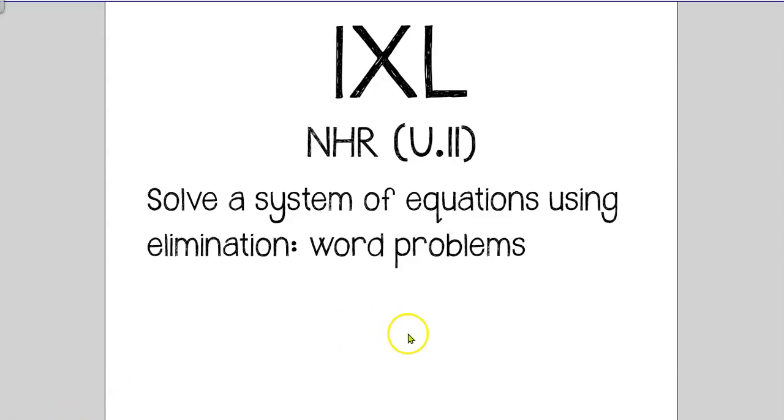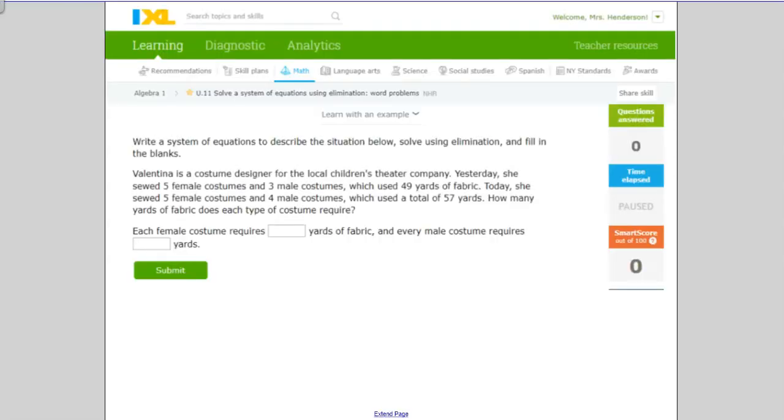This tutorial will help you to complete the questions on IXL for lesson U.11 NHR, solving a system of equations using elimination word problems. So let's take a look. One of your questions might be something similar to this, where it asks you to write a system of equations to describe the situation below, and then solve it using the elimination method, and simply put your answers in these two blank spaces.